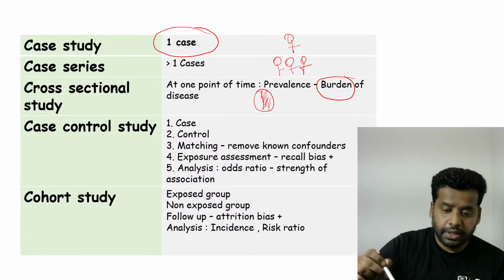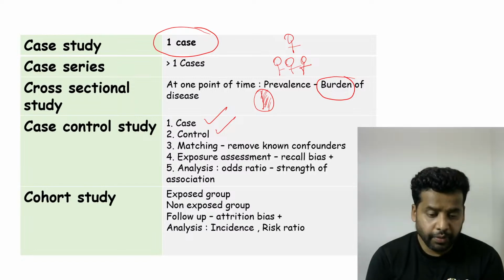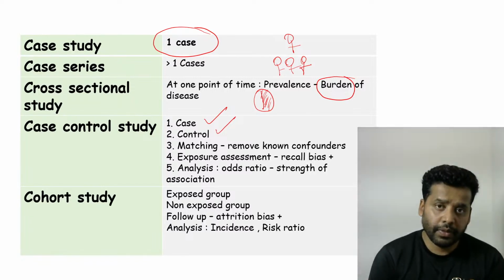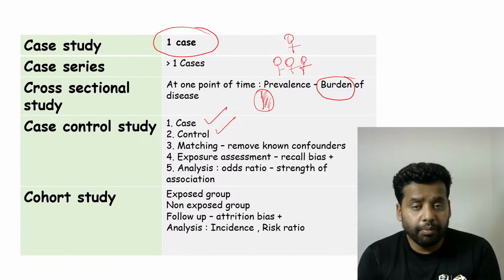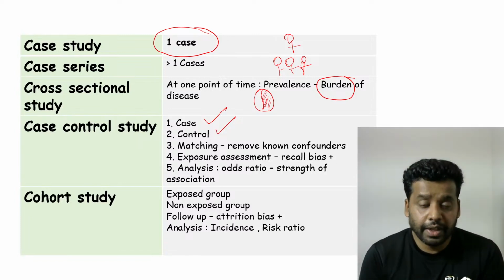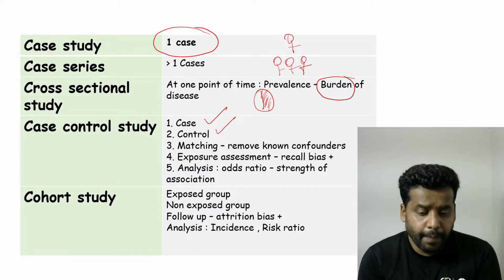So first step is cases with disease, controls without disease. How does the study start? The study starts with a question like this. There is comparison between two groups, diseased individuals and non-diseased individuals.